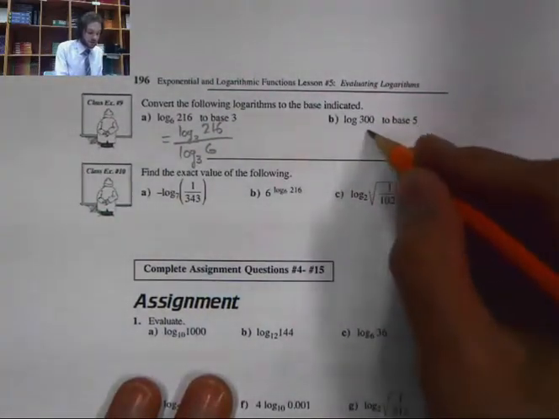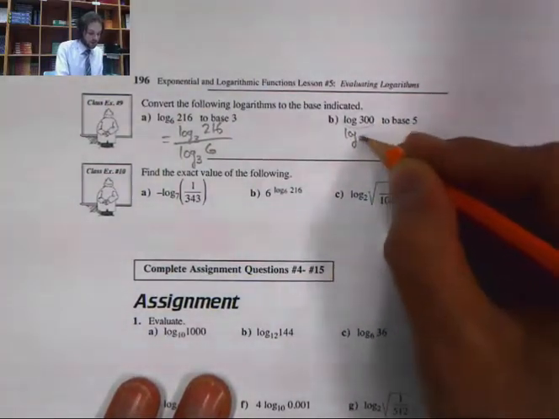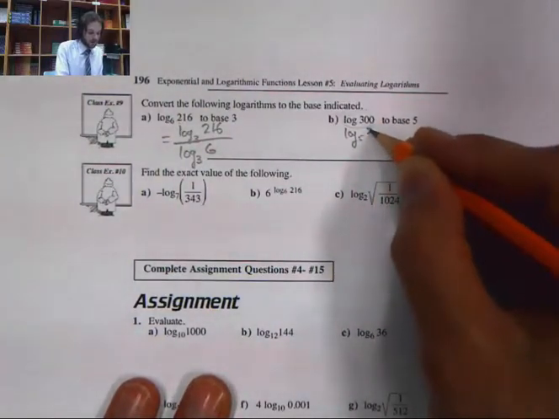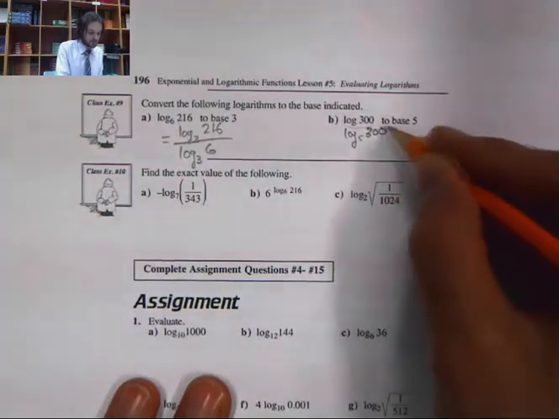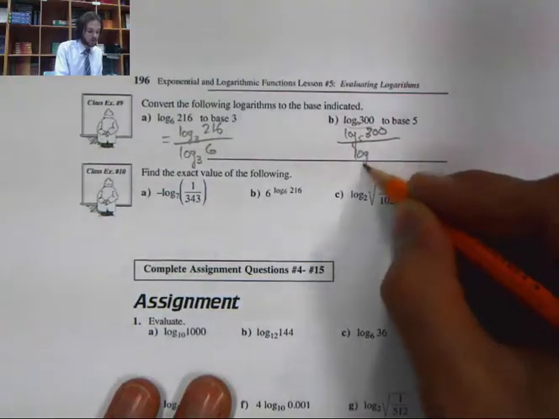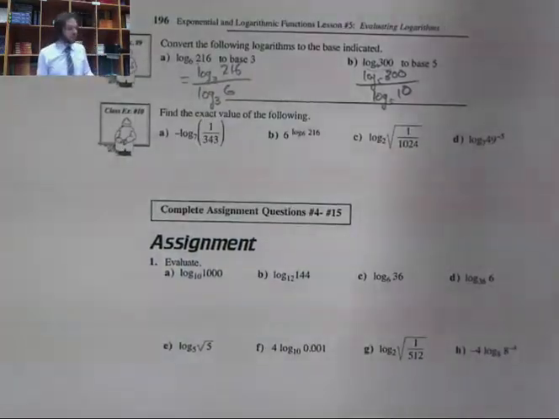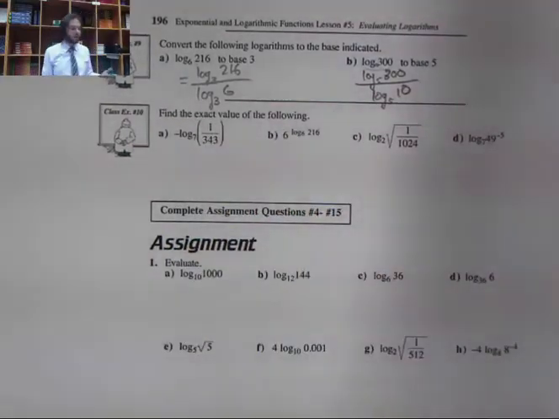Now let's take a look at this one. We want this in base 5. So it's going to be log in base 5 of 300. Remember, there's an imaginary 10 there. We have log base 5 of 10. That is it. Now the next one says, find the exact value of the following.